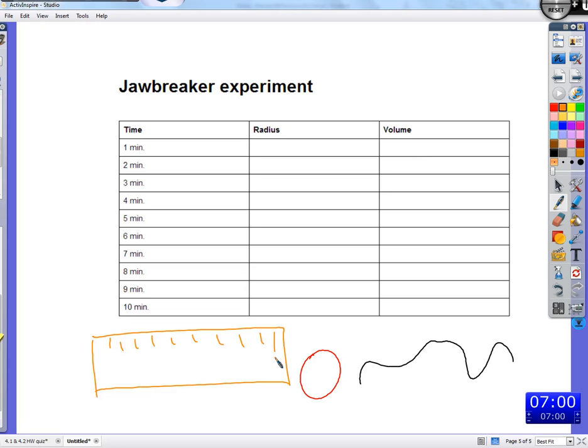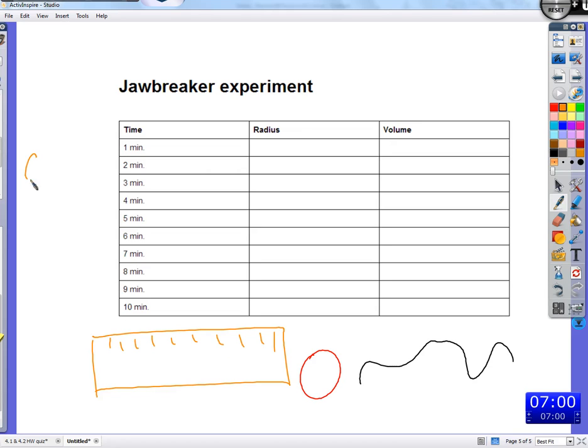All right, so, Callie, given this floss and this jawbreaker, and this ruler, how are you going to find the radius of the jawbreaker right there? It'll be the string over 2 pi. The length of the string over 2 pi? Circumference? Yeah. How did you arrive there?